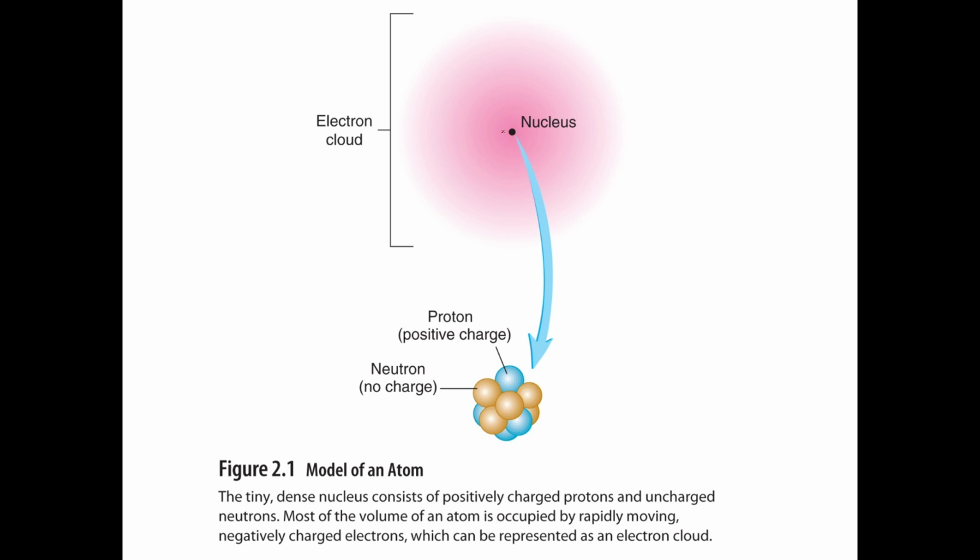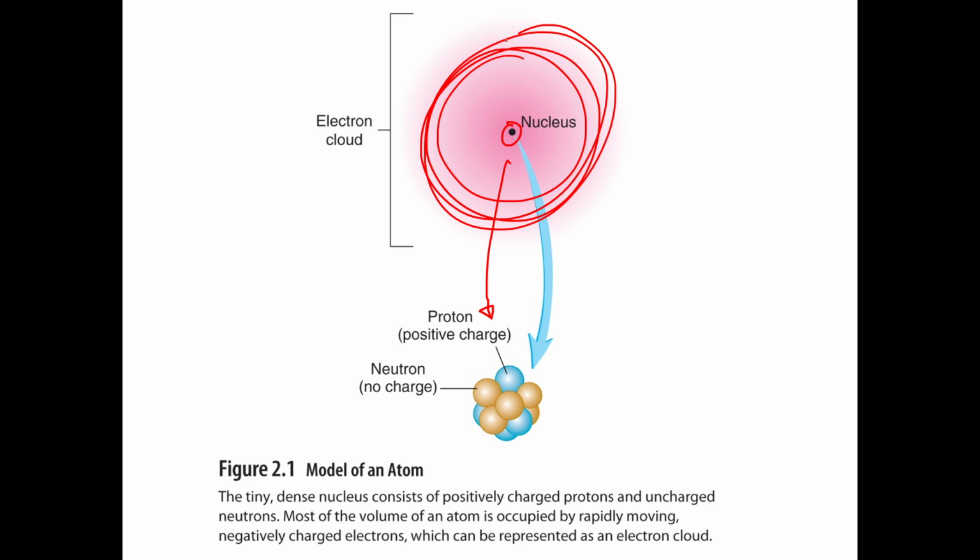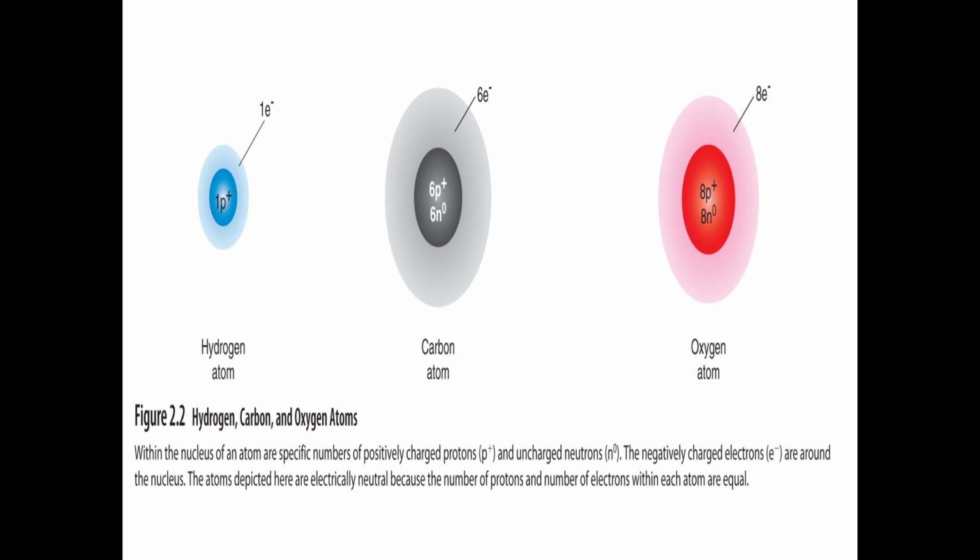You have the nucleus in the middle, which contains your protons and your neutrons, while everything around is your electron cloud. Your electrons are found there. So these are some sample elements: hydrogen, carbon, and oxygen atoms.